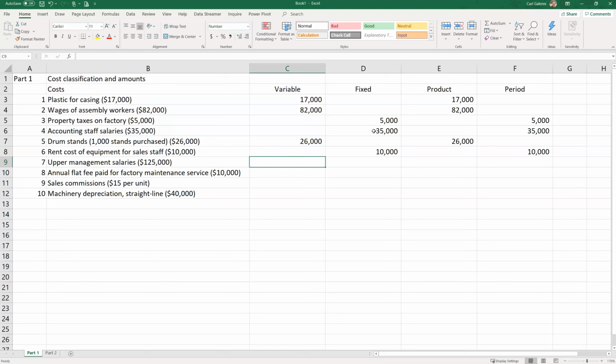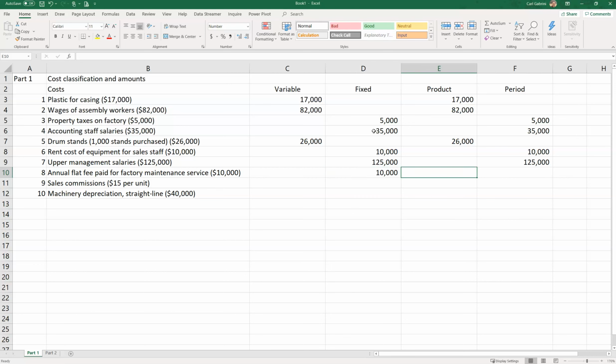Upper management salaries, same difference as, say, the accounting staff salaries. It doesn't matter. They're going to get paid regardless of how many drums. So it is fixed and it is a period cost. Okay, now let's take a look at number 8, the annual flat fee paid for factory maintenance services. Well, they say it's a flat fee, so that should tell you right there it is fixed in nature.